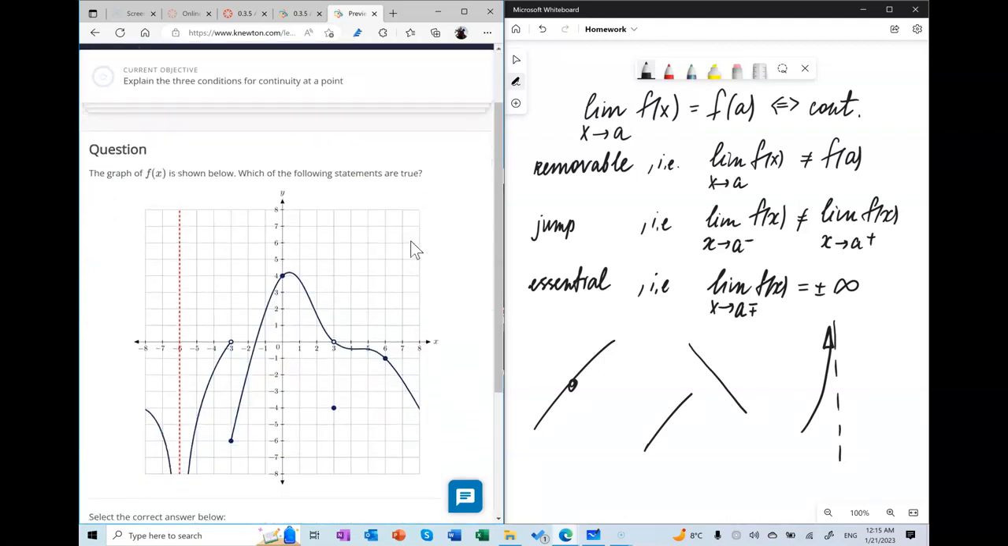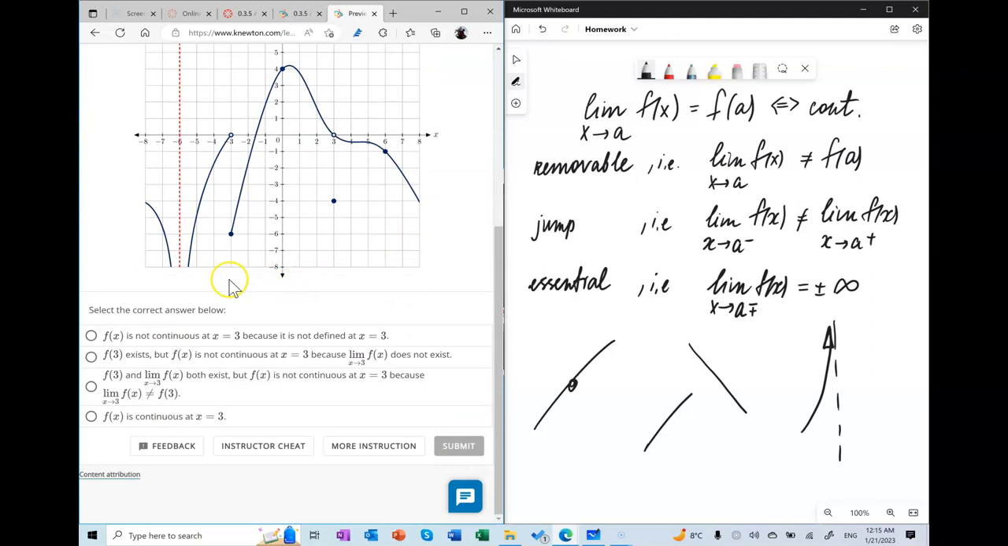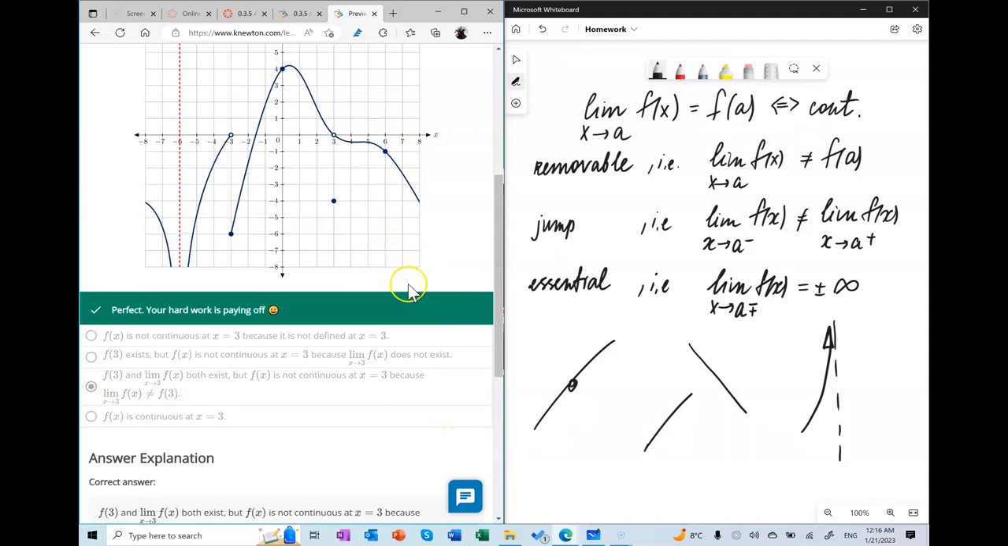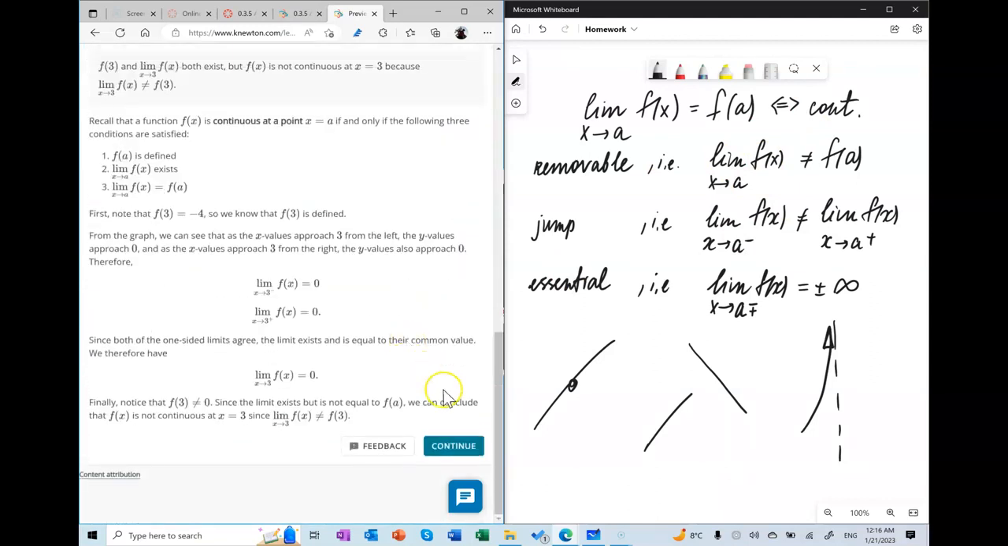Which of the following statements are true? So f of x is not continuous at x equals 3. That is true because it's not defined at x equals 3. That is not true. So it is defined at x equals 3. f of 3 exists, but f of x is not continuous because the limit doesn't exist. That's not true because the limit does exist. f of 3 and the limit both exist, but f of x is not continuous because the limit... this is true. And this is the definition of removable discontinuity as I showed you here on this side. So we answered that question.